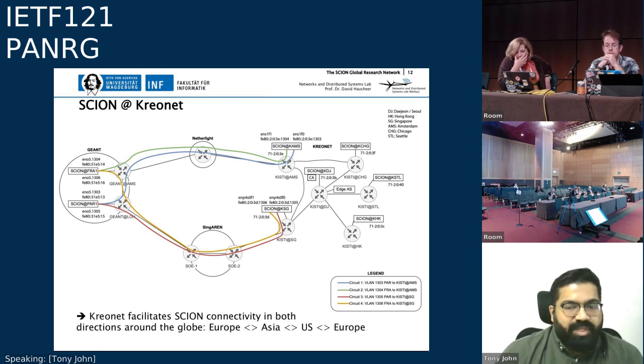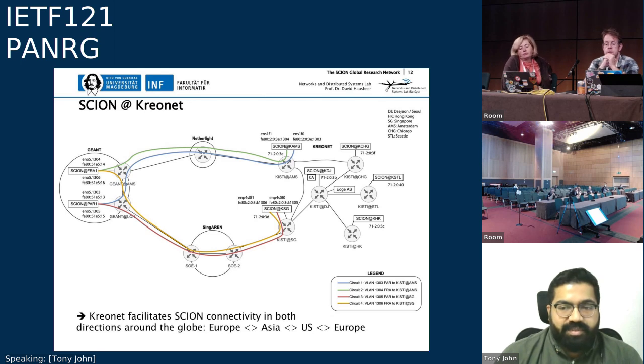When it comes to Creonet, they have 6 servers deployed all over the world, including Amsterdam, Chicago, Seoul, Seattle, Hong Kong, and Singapore. The interesting characteristic here is that Creonet is really providing worldwide connectivity, namely in both directions around the globe, from Europe to Asia, Asia to US, and also from Europe to US.